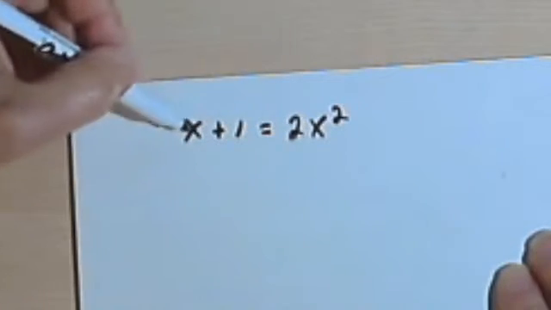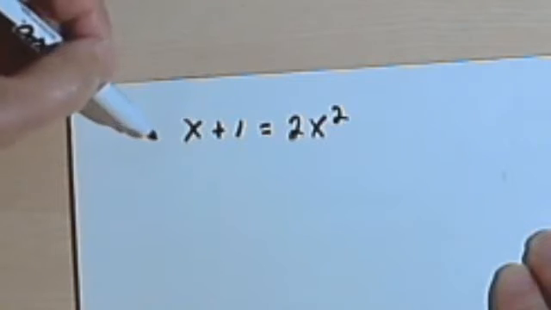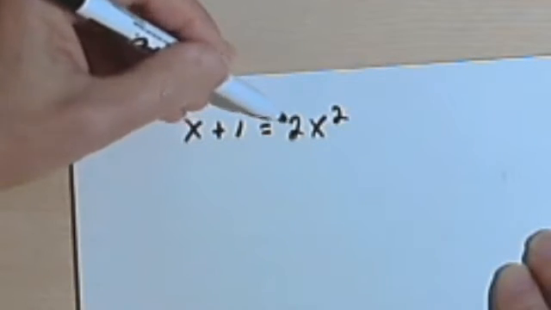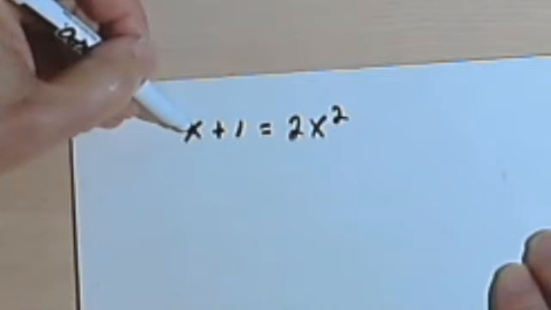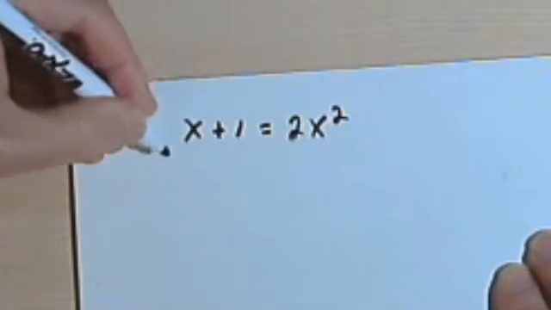I could subtract 2x squared from both sides and get all of my terms over on the left side, but maybe I don't want to start with a negative 2. So I could also subtract x and 1 from the left side, and get all my terms over here.